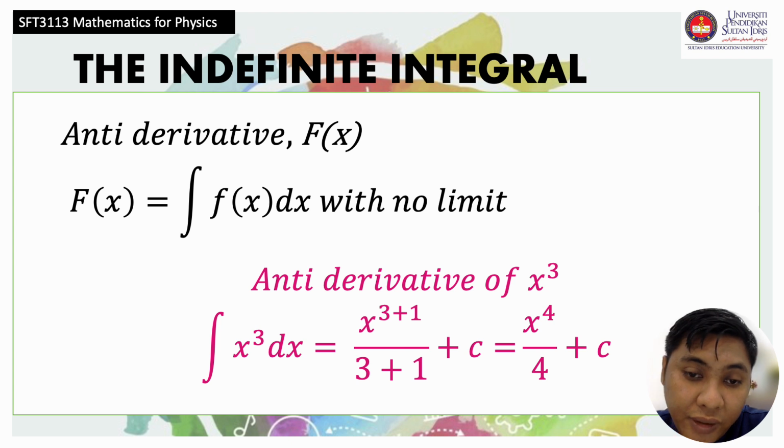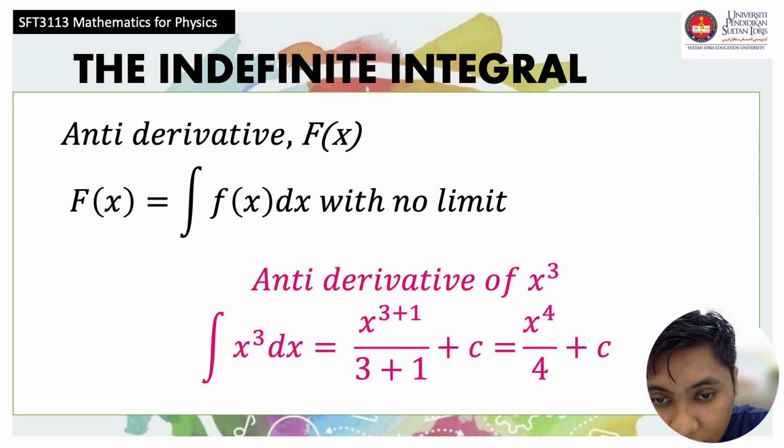For example, find the antiderivative of x cubed. This means x to the power of 3 plus 1, over 3 plus 1, which is x to the power of 4 over 4. Don't forget to put c here. c is the constant, because when we differentiate a constant, it becomes 0. So when we try to find the antiderivative, we assume it has a constant. We don't know the constant, so we just put the letter c.